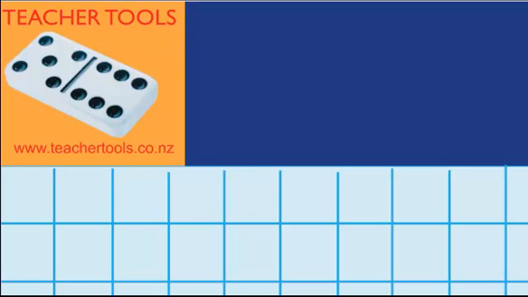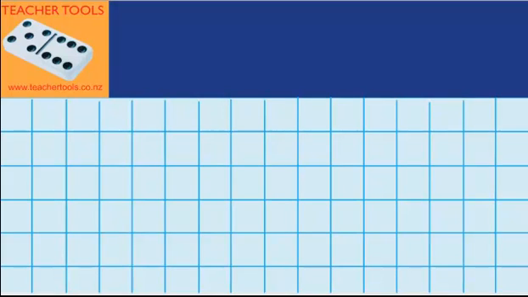Welcome to the Year 4 strategy for 10 times tables. In this lesson I'm learning my 10 times tables. Let's start with this question here.